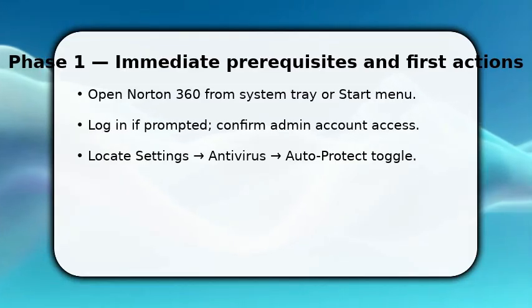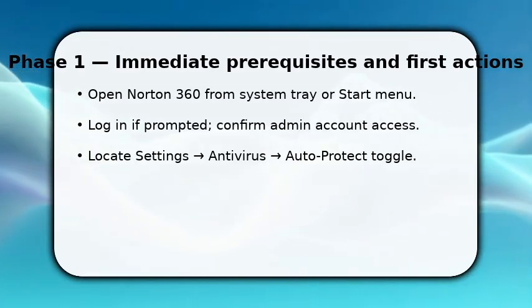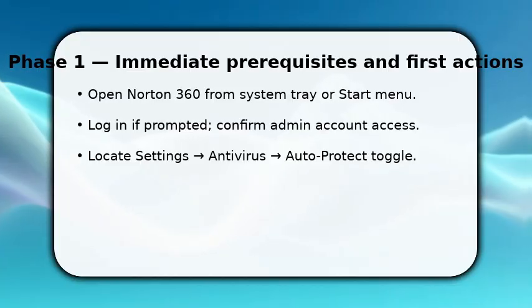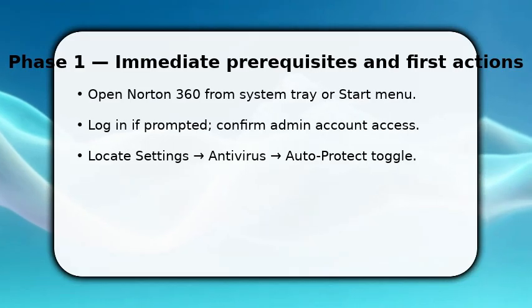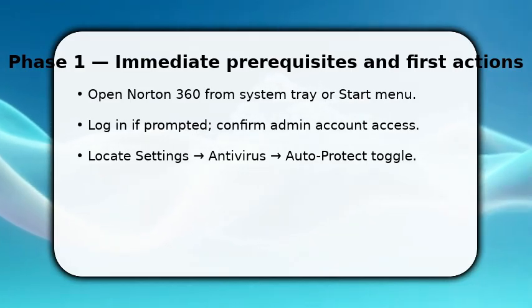You start by opening Norton 360. Click the icon in the system tray or launch from Start. Once logged in with an administrator account, go directly to Settings. You need to access Antivirus, then find Auto Protect.